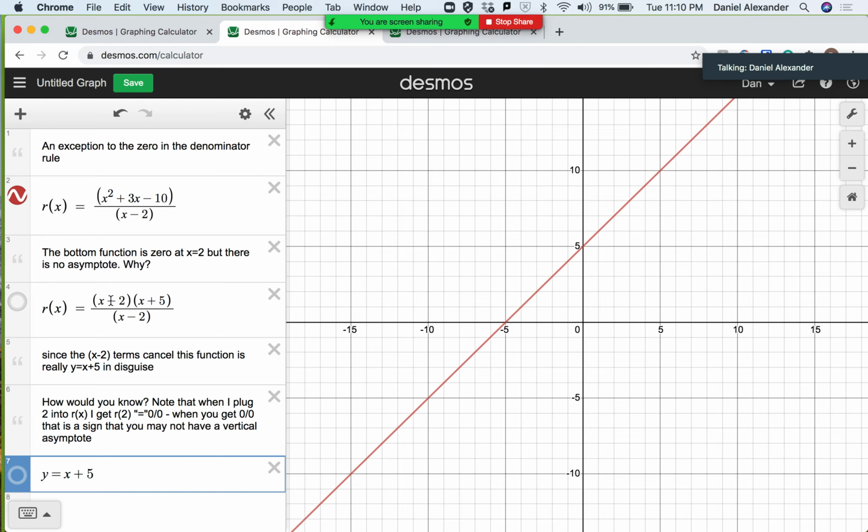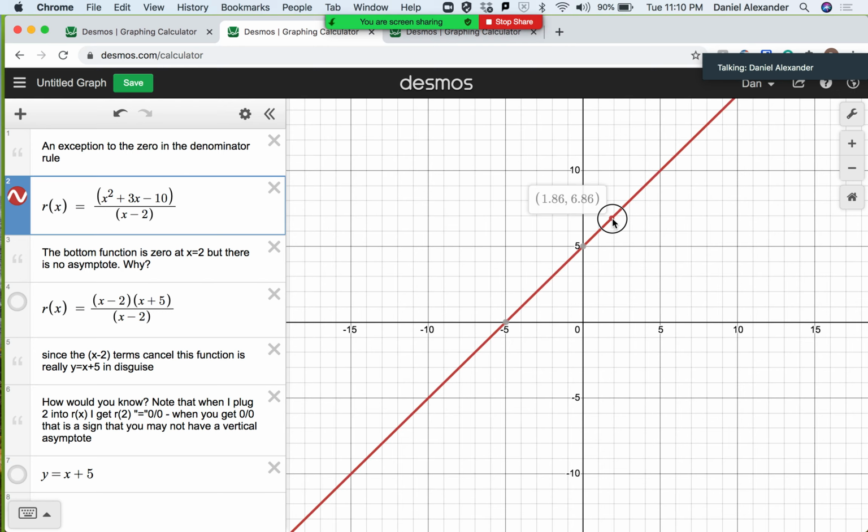So why is that? Well, if I factor the top, the x minus 2 terms cancel. So really, this graph R is the graph of y equals x plus 5 in disguise. I'm going to graph that. I graphed it in orange, and so now you can see the graph of y equals x plus 5. I'll turn it off, and now you see the graph of R of x. It's indistinguishable. There is one very small difference, and I'm going to show you what happens at x equals 2.